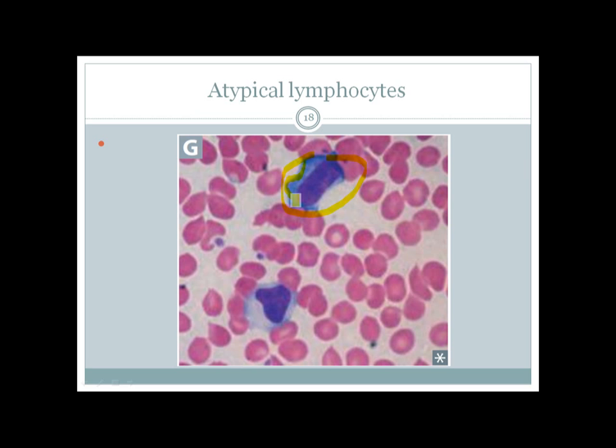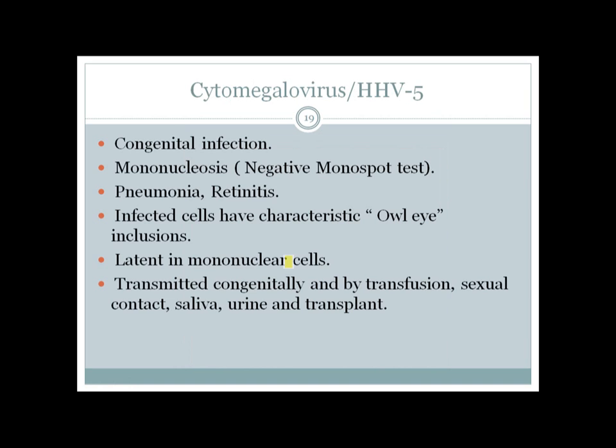So the shape or morphology of the lymphocyte is distorted, and here is also another abnormal lymphocyte. So those are T cells. So these are T cells which are reactive, not the B cells.